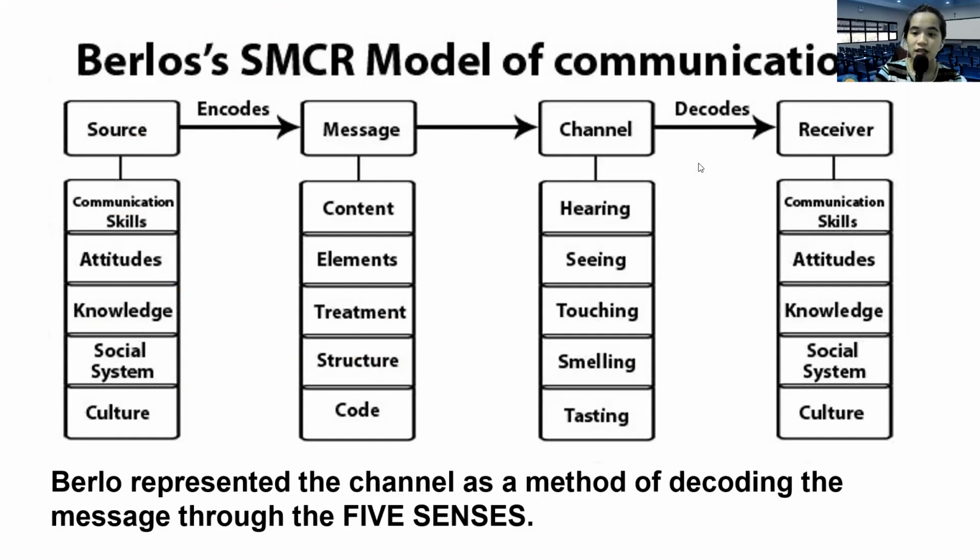Okay, and then we have there the receiver: communication skills, attitudes, knowledge, social system, and culture. So that's Berlo's. Just take note of the SMCR, or the ASMR, so that you would remember Berlo. And what's unique to his model is he has 5 senses under channel.